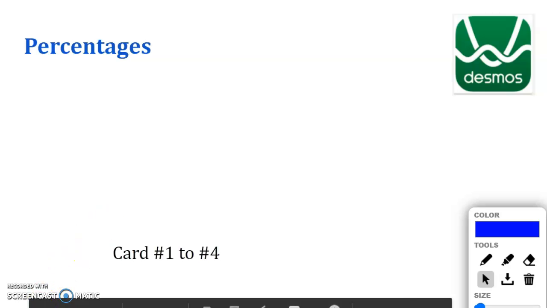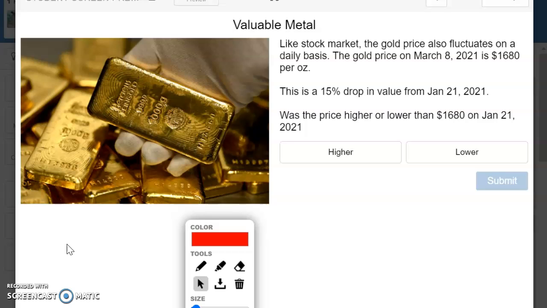So with that, I would like you to try card number 3 and 4 of Desmos. This is card number 3, valuable metal. Like the stock market, the gold price also fluctuates on a daily basis. The gold price of March 8, 2021 is $1,680 per ounce. This is a 15% drop in value from January 21st, 2021. Was the price higher or lower than $1,680 on January 21?